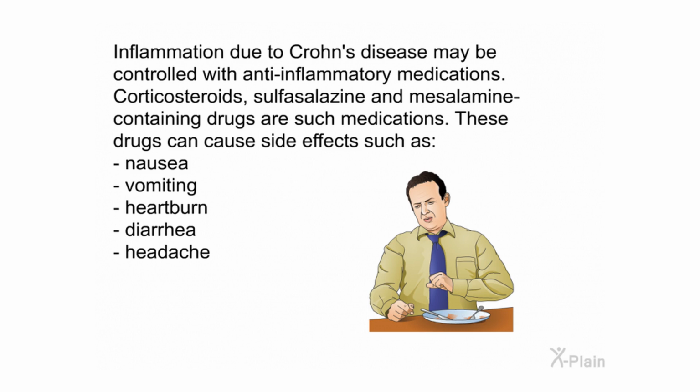Inflammation due to Crohn's disease may be controlled with anti-inflammatory medications. Corticosteroids, sulfasalazine, and mesalamine-containing drugs are such medications. These drugs can cause side effects such as nausea, vomiting, heartburn, diarrhea, and headache.